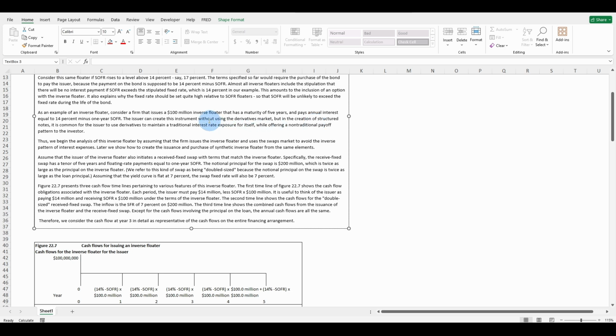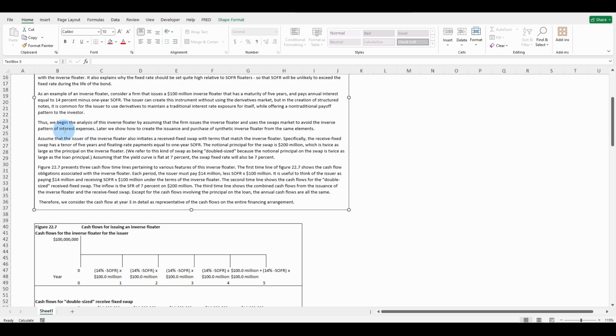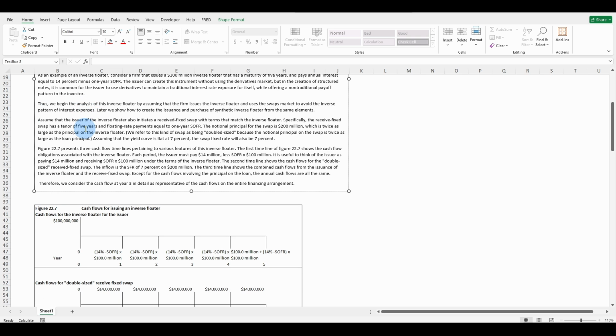The issuer can create this instrument without using the derivatives market, but in the creation of structured notes, it is common for the issuer to use derivatives to maintain a traditional interest rate exposure for itself, while offering a non-traditional payoff pattern to investors. Thus, we begin the analysis of this inverse floater by assuming that the firm issues the inverse floater and uses the swap market to avoid the inverse pattern of interest expenses. Later, we show how to create the issuance and purchase of synthetic inverse floaters from the same elements.